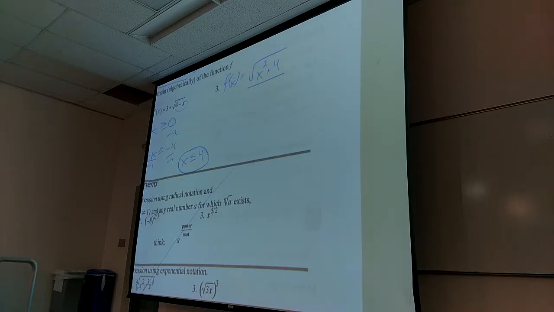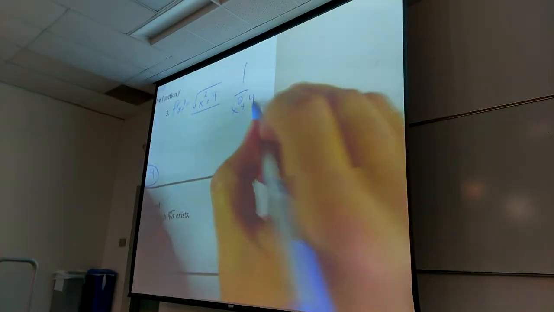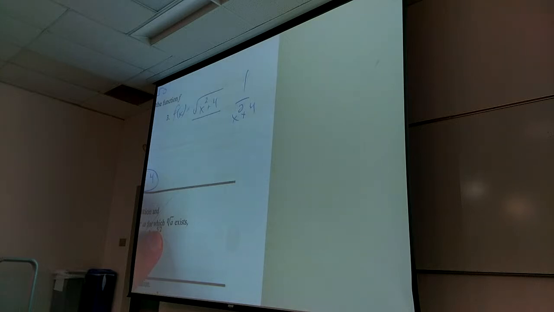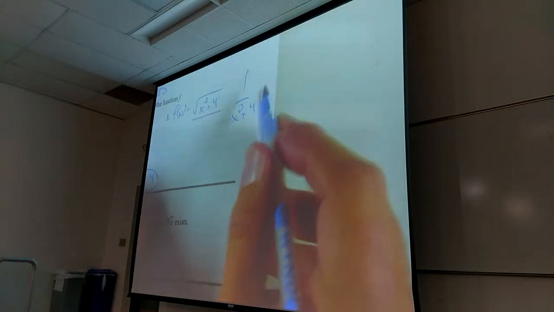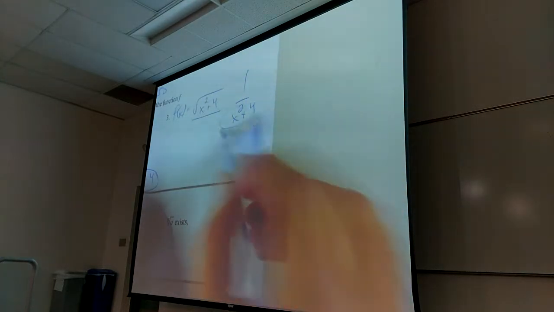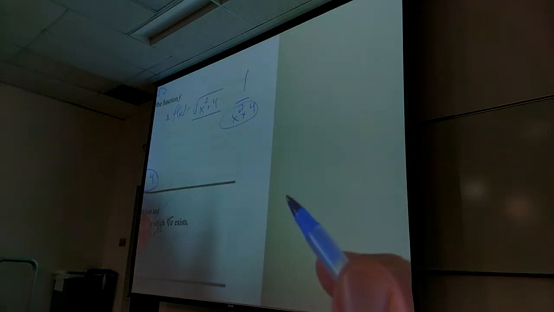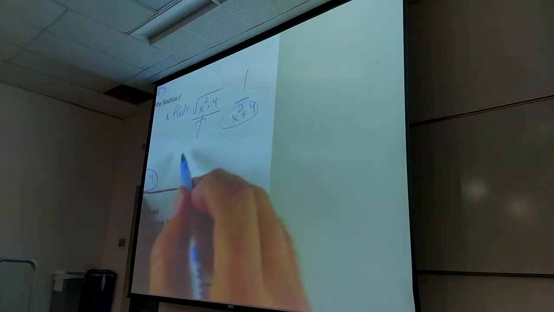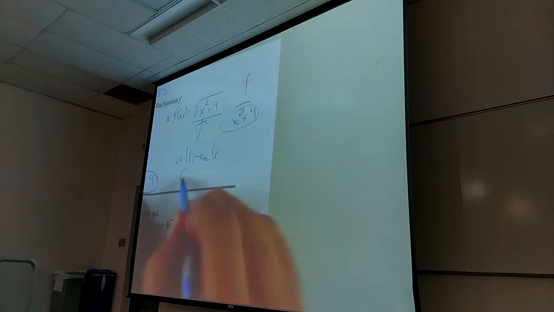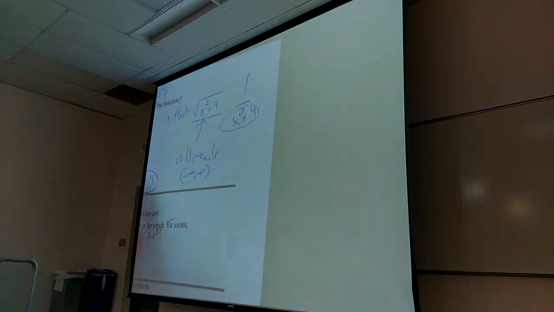So can the inside ever become something that would freak this out? No. We saw this before. We saw this when we did this. Can the bottom ever be 0? No. We saw this when we did these. What x's do I have to exclude here? None. I can use any x I want to because I cannot make the bottom 0. Use any real number I want to. Here, same thing. All reals, negative infinity to infinity, however you like to do it.